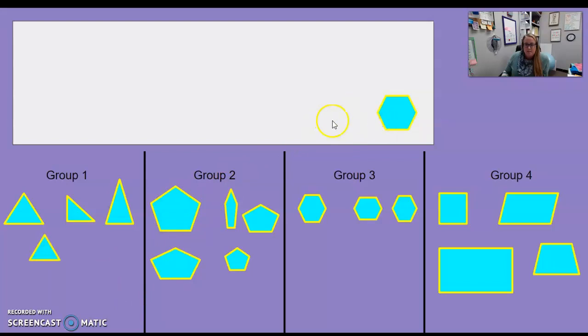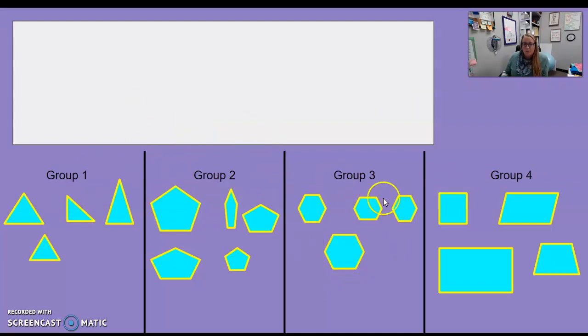And last but certainly not least is this 1, 2, 3, 4, 5, 6-sided figure. And a 6-sided figure is called a hexagon. And a hexagon is going to go where? That's right, it's going to group number 3.